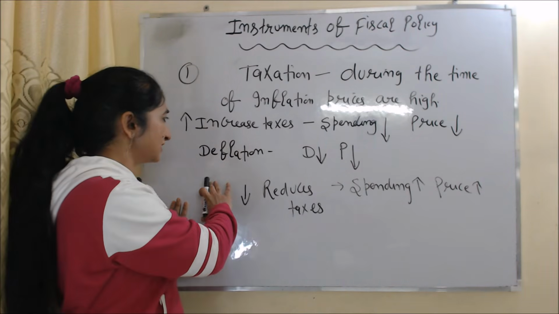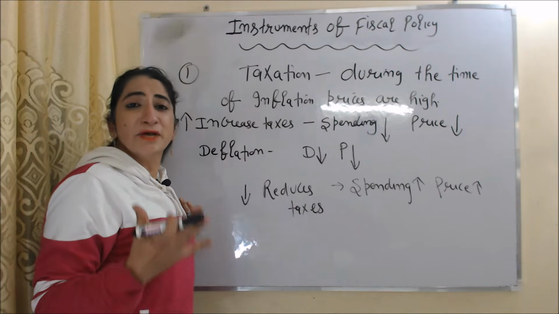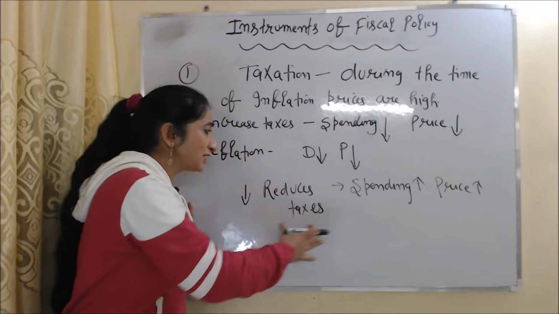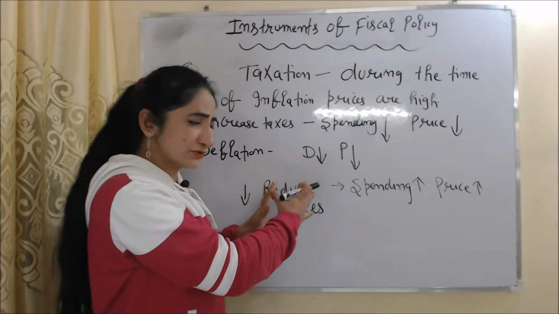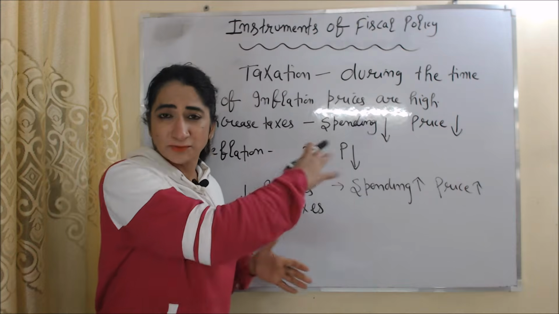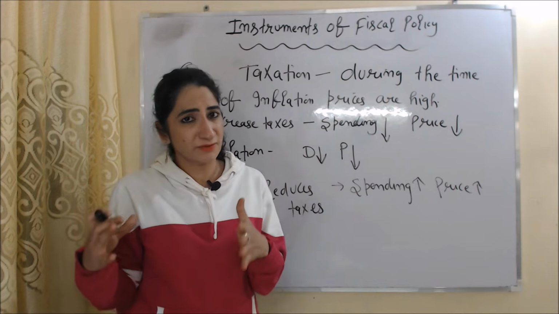On the other hand, in case of deflation, prices are very low, the market is very down because demand is very low. To increase demand, government reduces taxes. As government reduces taxes, spending increases, means demand increases and prices also increase. This process will also continue until our price becomes stable.